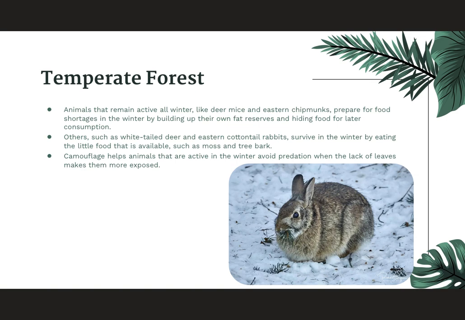Animals that remain active all winter, like deer mice and eastern chipmunks, prepare for food shortages in the winter by building up their own fat reserves and hiding food for later consumption. Others, such as white-tailed deer and eastern cottontail rabbits, survive in the winter by eating the little food that is available, such as moss or tree bark. Camouflage helps animals that are active in the winter avoid predation when the lack of leaves make them more exposed.